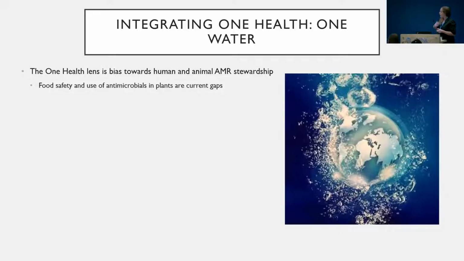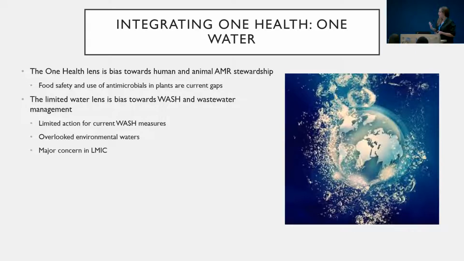So just overall our findings, we see that the One Health lens is biased towards human and animal health. But within that, there are gaps for food safety and security, as well as antimicrobial use in plants. Within the environmental sector, which in itself is overlooked in stewardship, there is a limited water lens that's biased towards WASH and wastewater management. But there's still limited action within those practices compared to human health aspects.